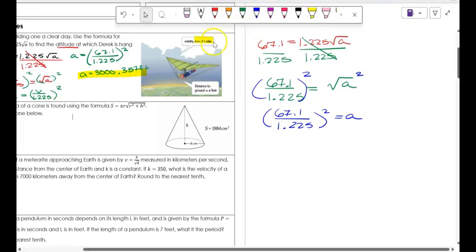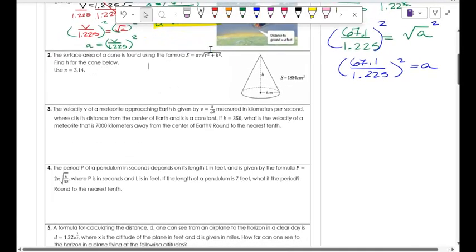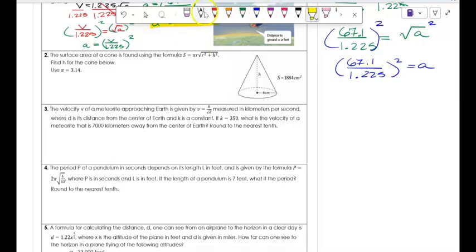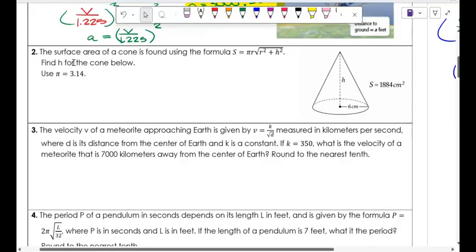Okay, let's look at another problem. So number 2 right here. The surface area of a cone is found using the formula S equals pi r square root r squared plus h squared. Find h for the cone below. Use pi equals 3.14. If it does not say to use 3.14 for pi, then I want you to use pi. Here, I will only use 3.14 because it specifies that I'm to use that.